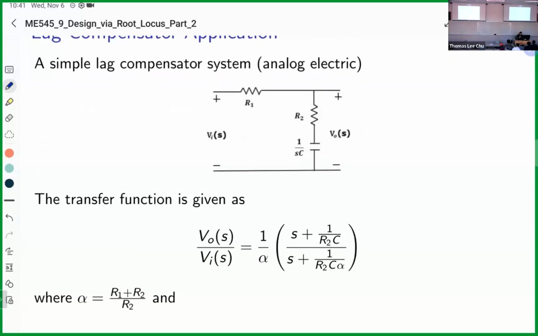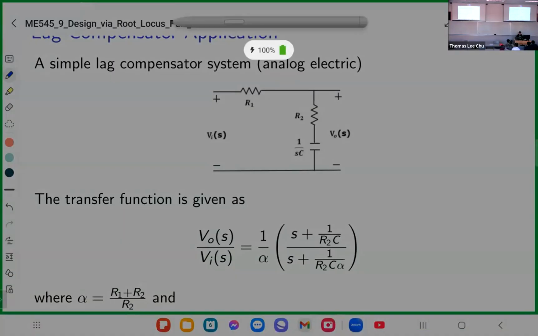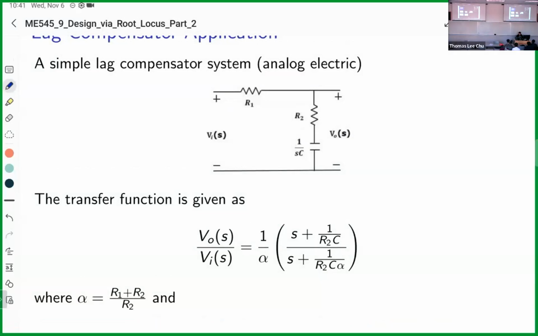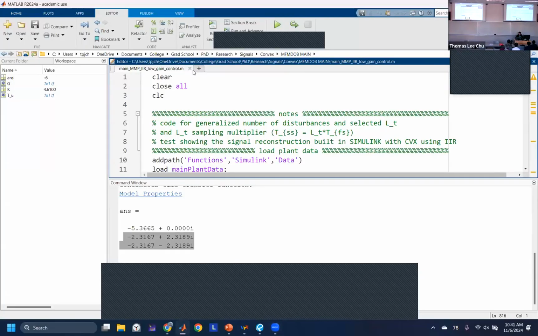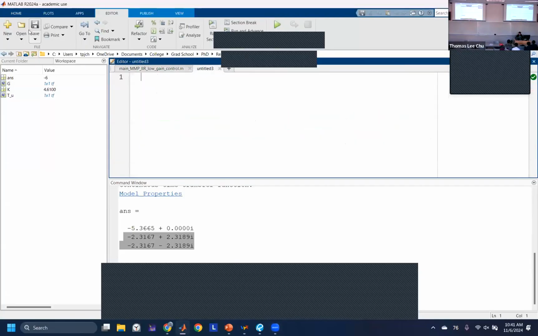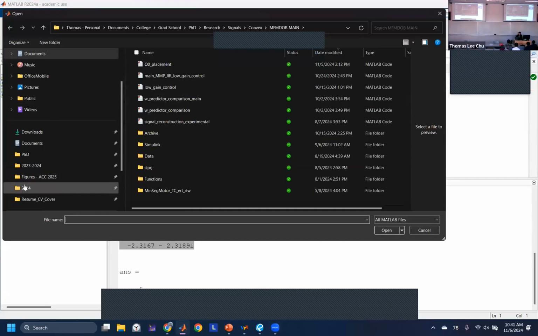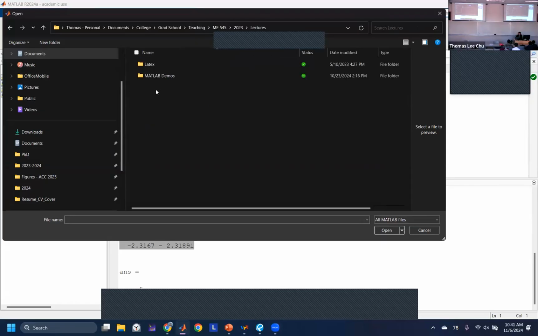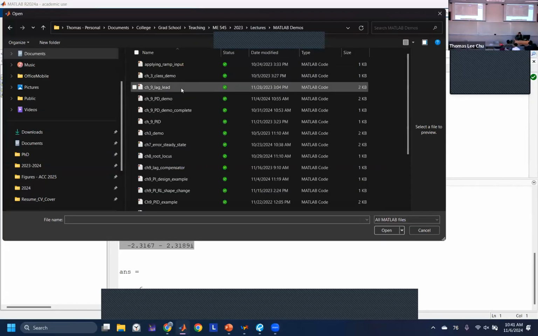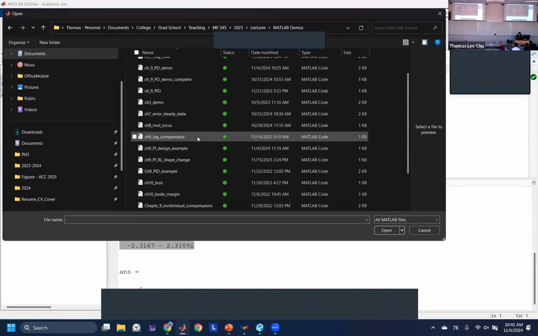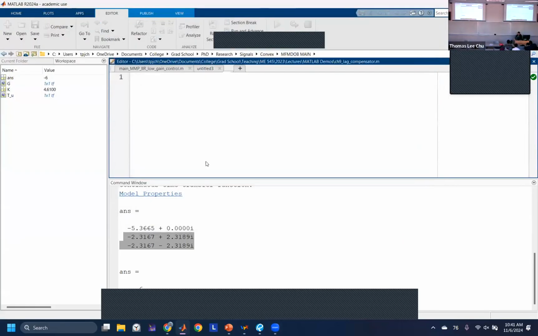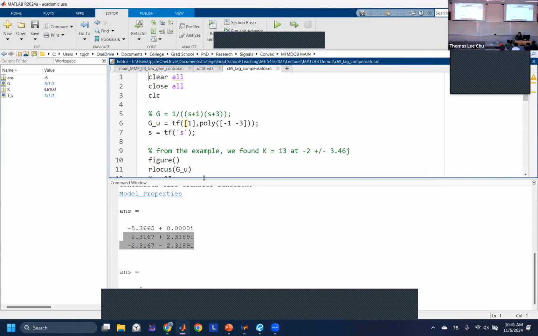Okay, so I'm going to code this up in MATLAB, or I already have the code available. I'll just show you. Okay, I don't have it open yet. All right, so let's go to the lag demo. Oh, there are multiple demos. Lag compensator. There you go. All right, so this is our example that we just did.